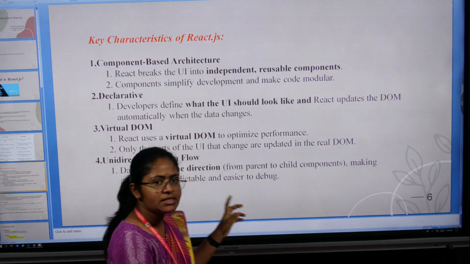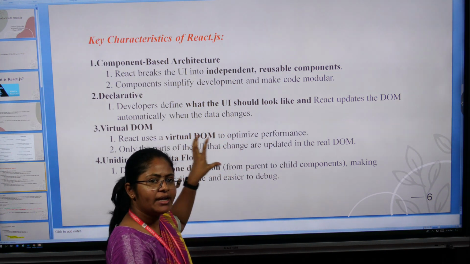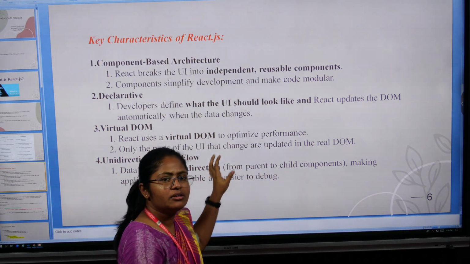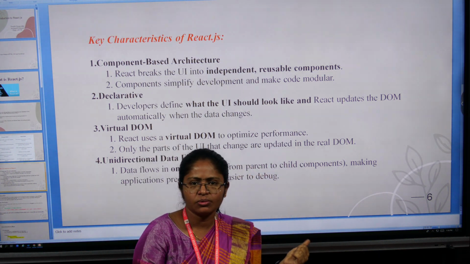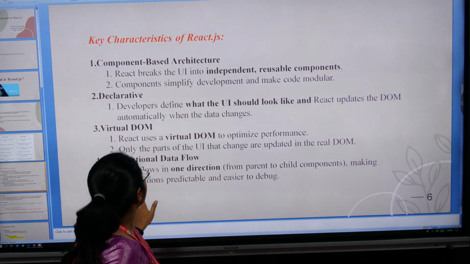Unidirectional data flow means, for example, there are two components. The props will only be transferred from parent to child, not from child to parent. If you want to transfer from child to parent, there is a concept called higher order components that we should go for.